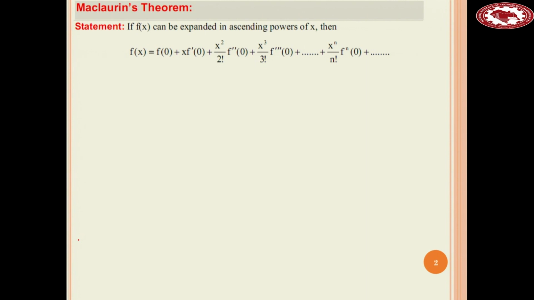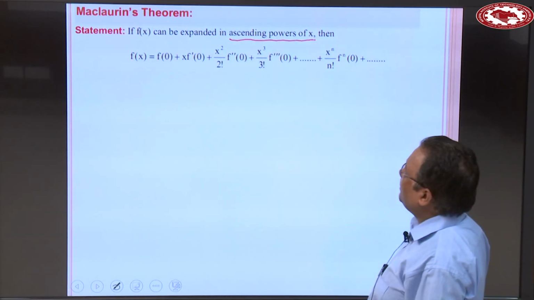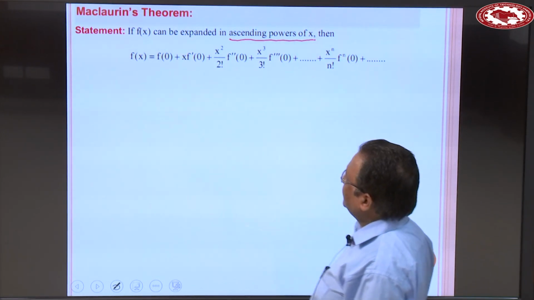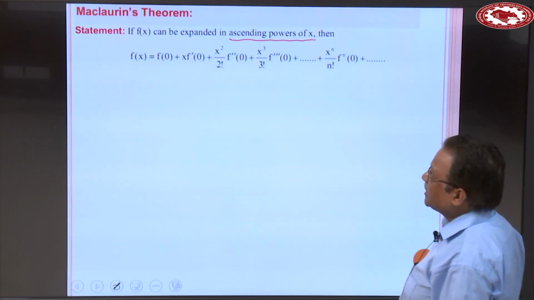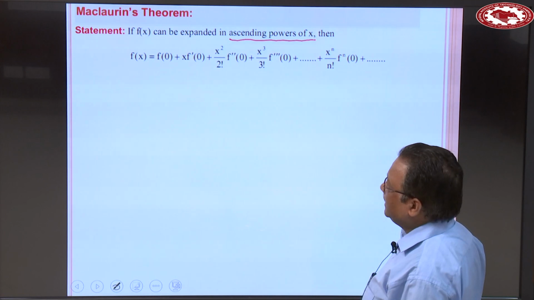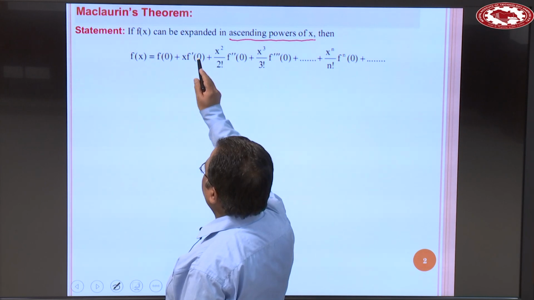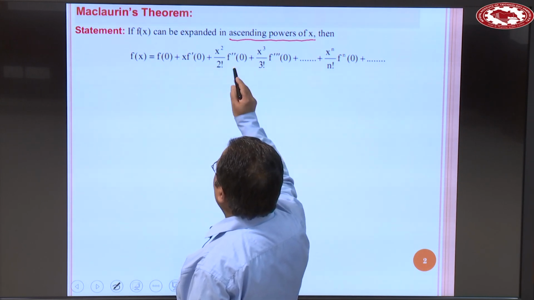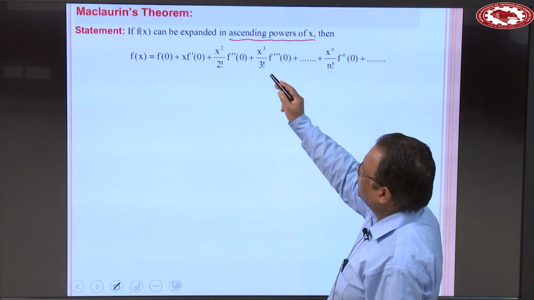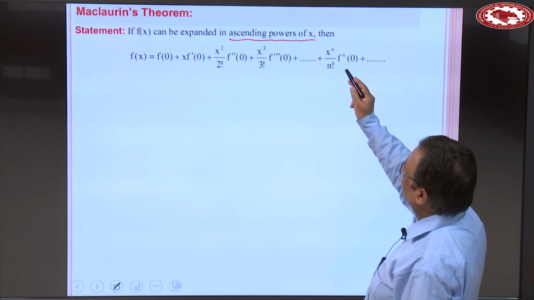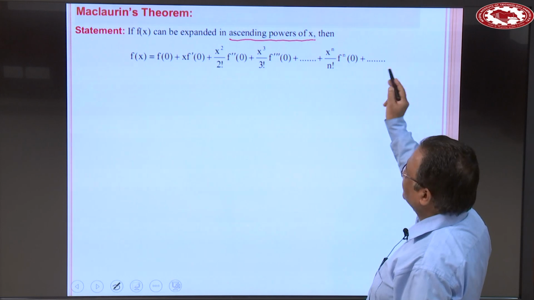If f(x) can be expanded in ascending powers of x, this statement is given. Okay? Then we have to show that f(x) is equal to f(0) plus x f'(0) plus x squared over 2 factorial f''(0) plus x cubed over 3 factorial f'''(0) plus and so on, x^n over n factorial f^(n)(0) plus and so on.